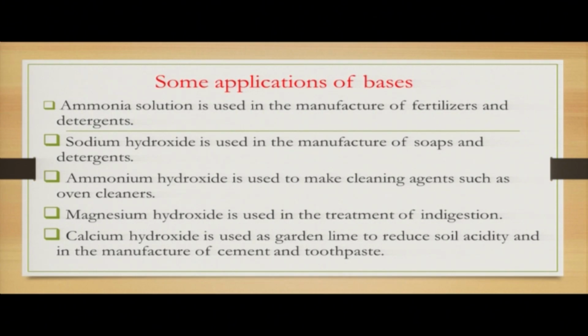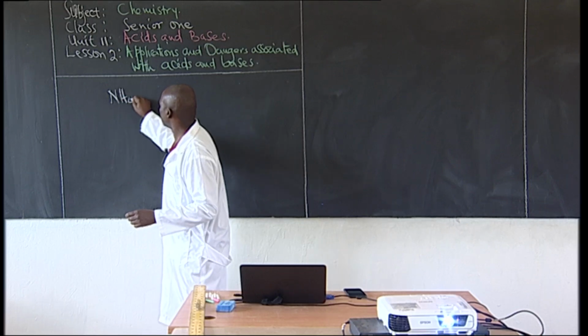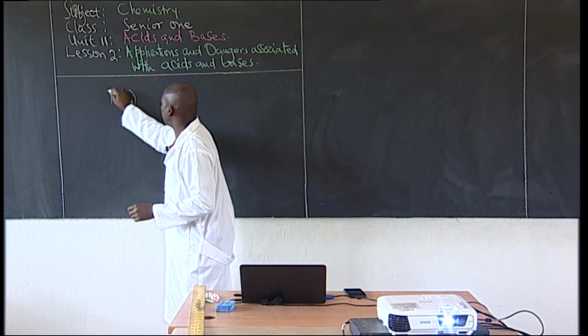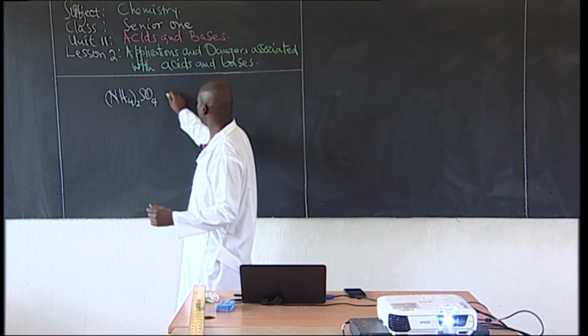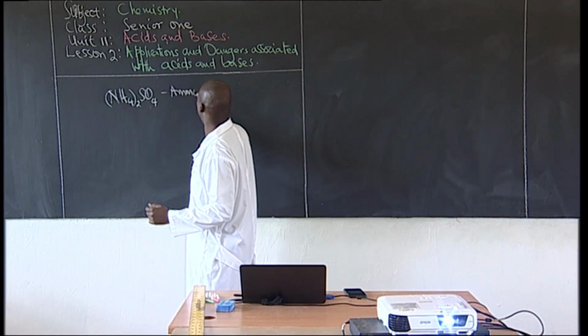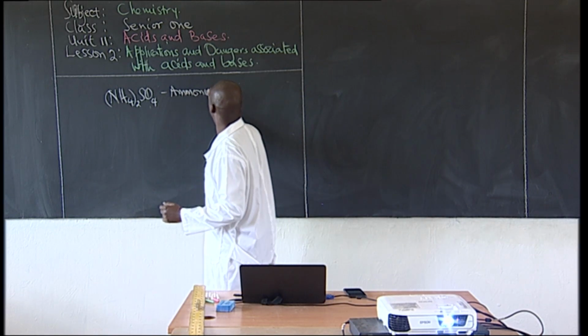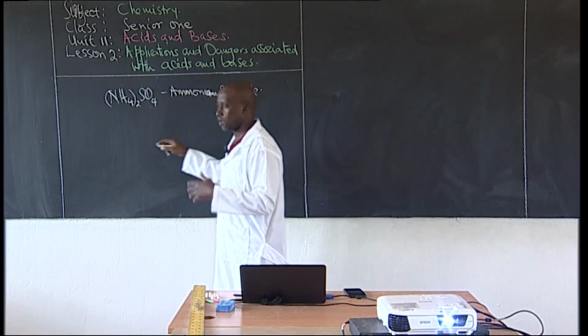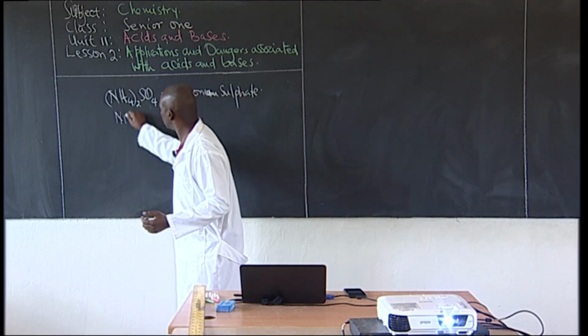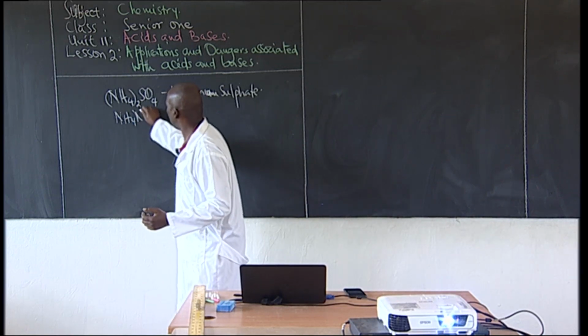Ammonia is a base, and it is used in the manufacture of fertilizers. We have ammonium sulfate. This is the symbol for ammonium sulfate. This is one of the artificial fertilizers. We have ammonium nitrate.